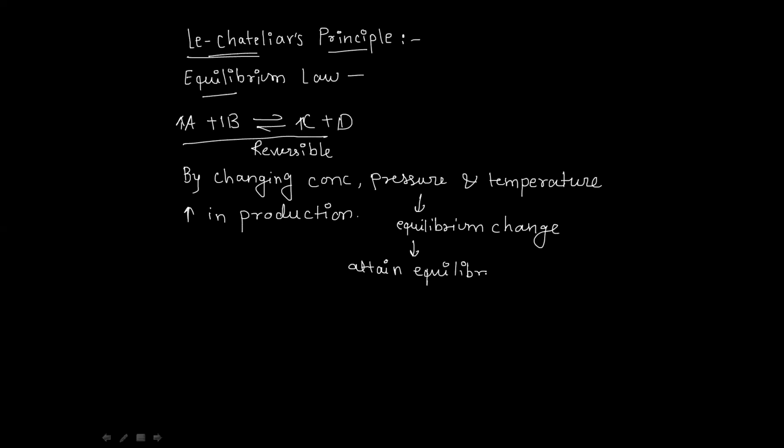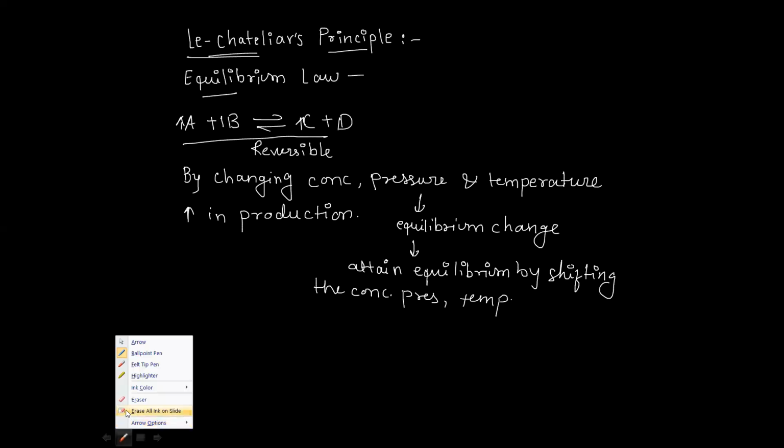How will it attain? By shifting the concentration or pressure or temperature. Okay, in this way the equilibrium will be attained. So you have got the main principle now. The main motto is to increase the production. That is the main motto of Le Chatelier's principle. But how changing concentration, pressure, and temperature affects equilibrium, we have to study in detail. So let's study how they work.